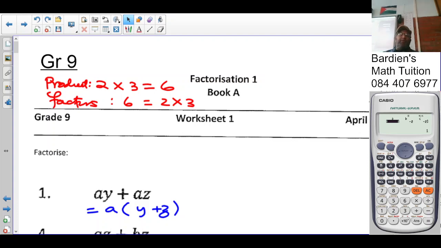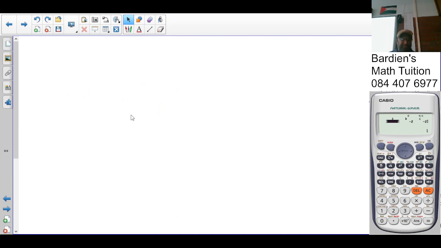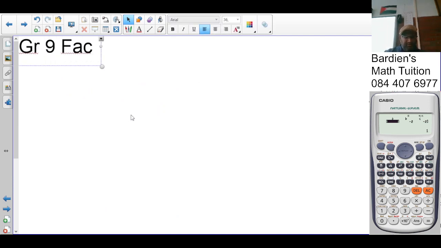This is factorization part 2. As you know, you guys just messed up the previous class test, so I've decided to redo your factorization. Yesterday we spent some time doing the common factor, not so? We were out of electricity yesterday, so we couldn't do that. So just put here grade 9, factorization part 2.